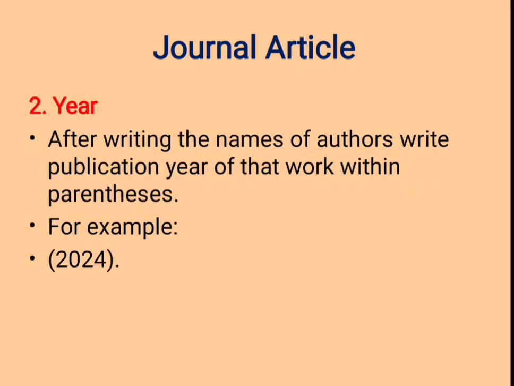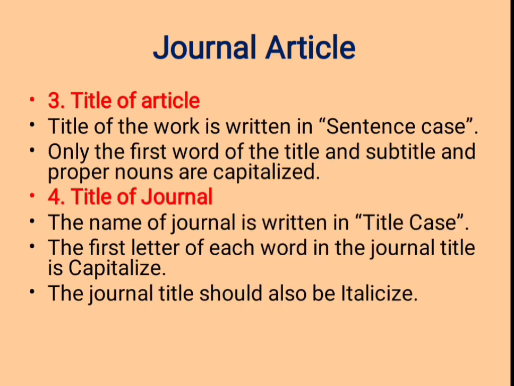Second thing that is required is the year of publication. After writing the names of authors, write the publication year of that work within parentheses. For example, this 2024 is the year of any published work, and we have to write this year of publication within parentheses. Third thing that is required is the title of the article.